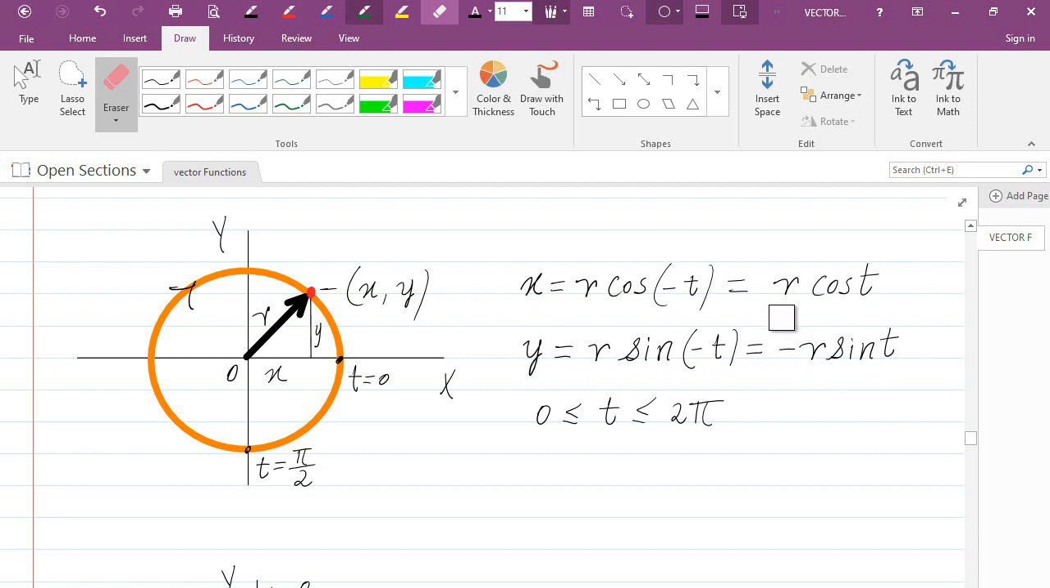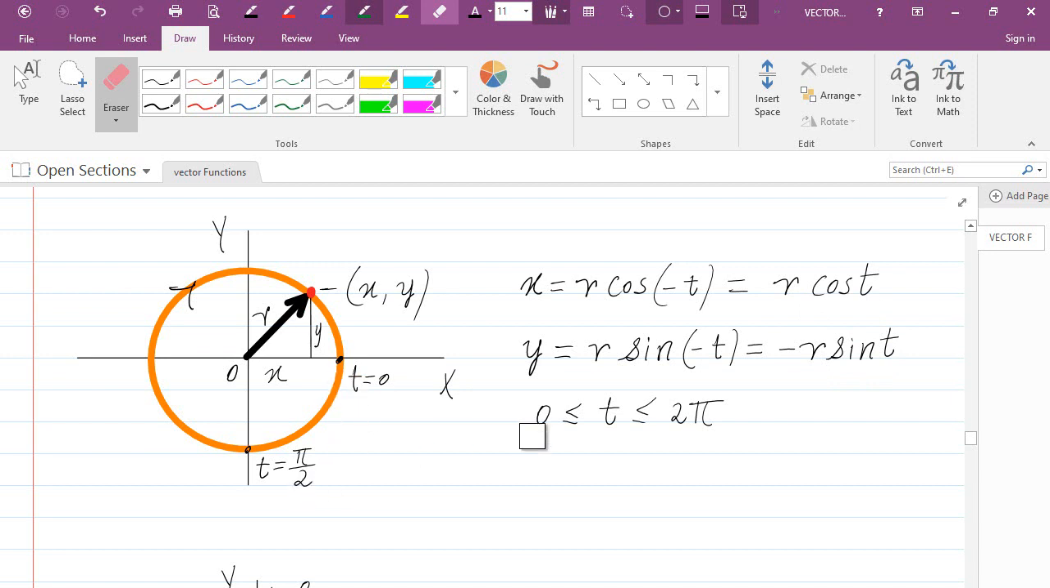So now x and y would be r cosine t and negative r sine t, and I'm picking t to be still between 0 and 2 pi. And I claim that now we are getting the same circle, but it is traced clockwise. So let's say when t is 0, x would be r, and y would be 0. So we are at this point.